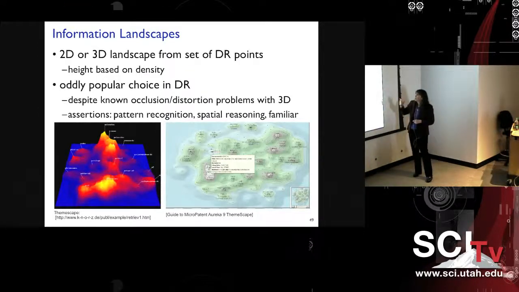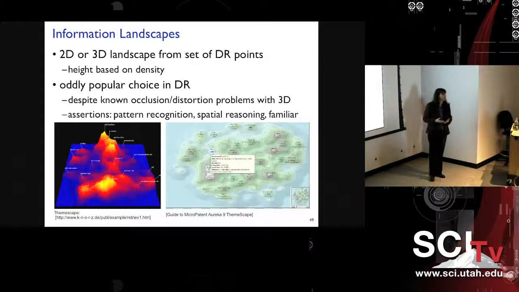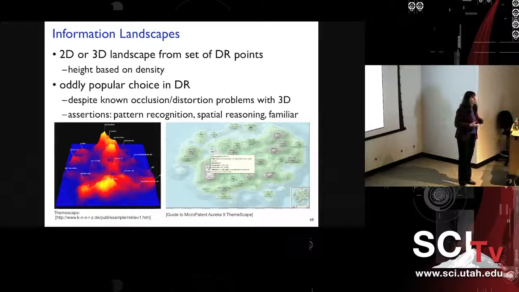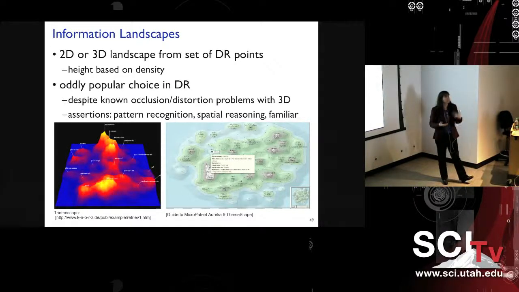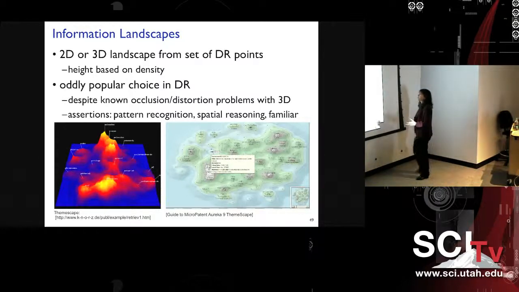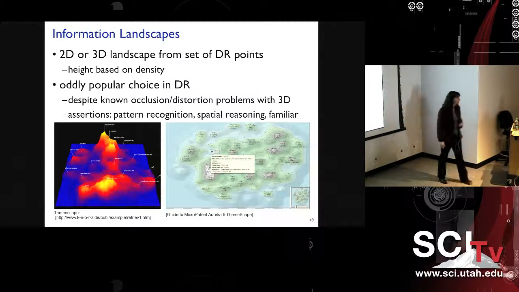And I'm calling this an oddly popular choice because there's a lot of work in human perception that implies that using 3D in a situation where you have abstract data and don't necessarily need to use 3D has a lot of known issues with occlusion and perspective distortion. And so the question is, why do people keep insisting that they should use landscapes?